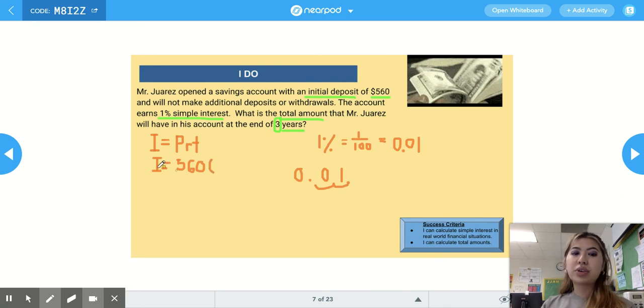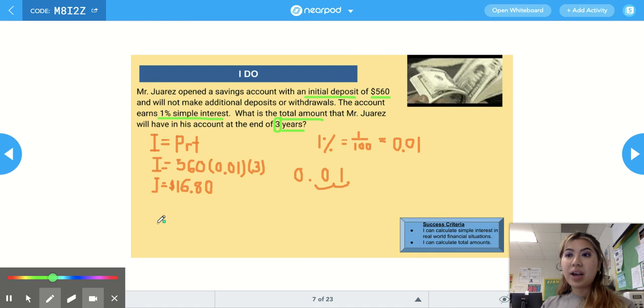Now back to solving for our interest earned. We have $560 times 0.01, and then we're going to substitute 3 for time in years. So if we use the calculator and we multiply 560 times 0.01 times 3, we get 16.80. So that's $16.80 worth of interest. So Mr. Juarez came up on this $16.80. He didn't have to put that in himself. The bank gave him that.